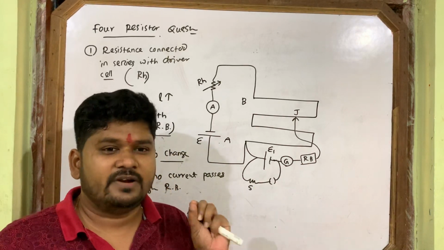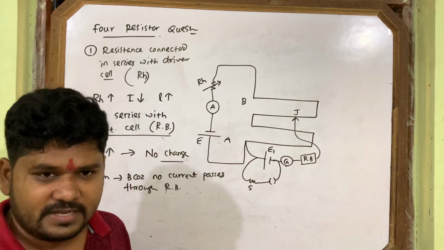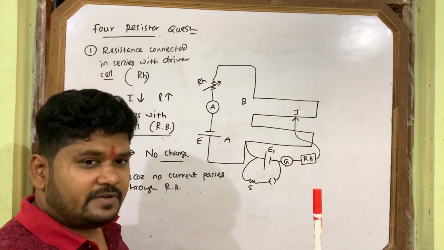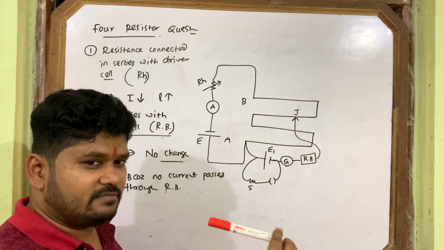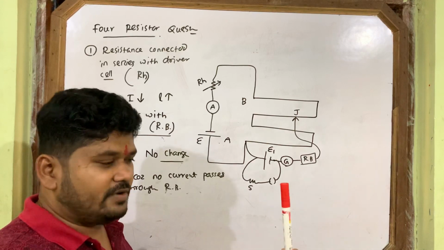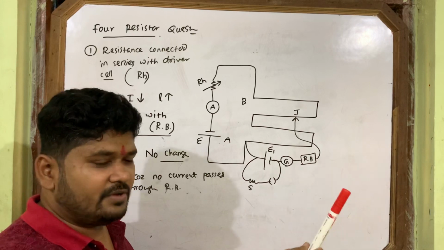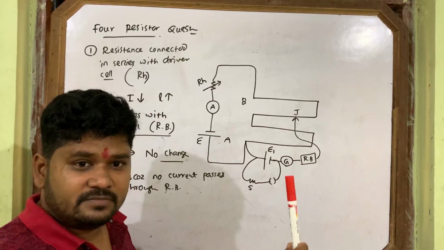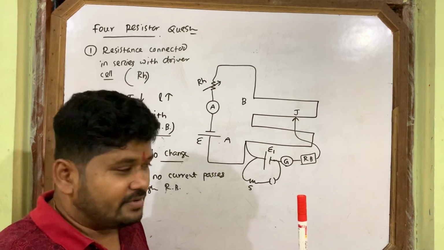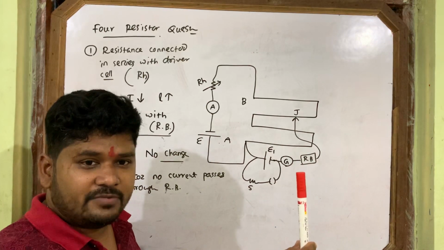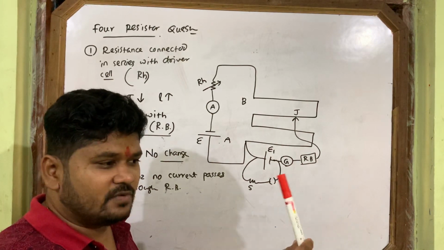Suppose you give 500 ohm. If you give 500 ohm, again the pointer goes and behaves like this. Now give 1000 ohm, again the pointer goes and behaves like this. Now you give 2000 ohm. You give 2000 ohm from here. Now the pointer is going like this.